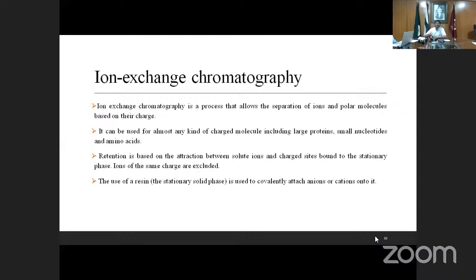Retention is based on the attraction between the solute ions and the charged sites bound to the stationary phase. Ions of the same charge are exchanged. The resin is the stationary phase in ion exchange chromatography, and the solid phase needs covalently attached anions or cations on it. So these are all types of HPLC which we are using. We are just changing some parameters. Okay.